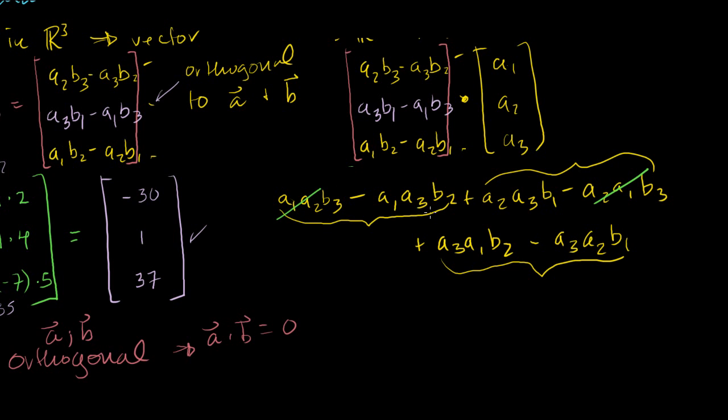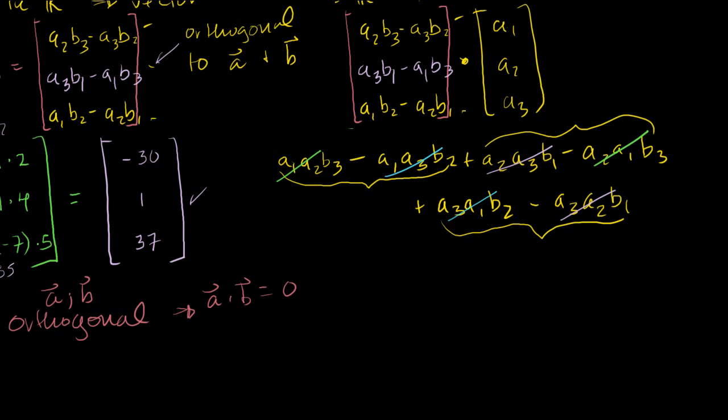And let's see what else we have. We have a minus A1, A3, B2, but we have a plus A1, A3, B2 there. So these two are going to cancel out. And I think you see where this is going. You have a positive A2, A3, B1, and then you have a negative A2, A3, B1 there. So these will also cancel out. Now, I just showed you that it's orthogonal to A. Let me show you that it's orthogonal to B.